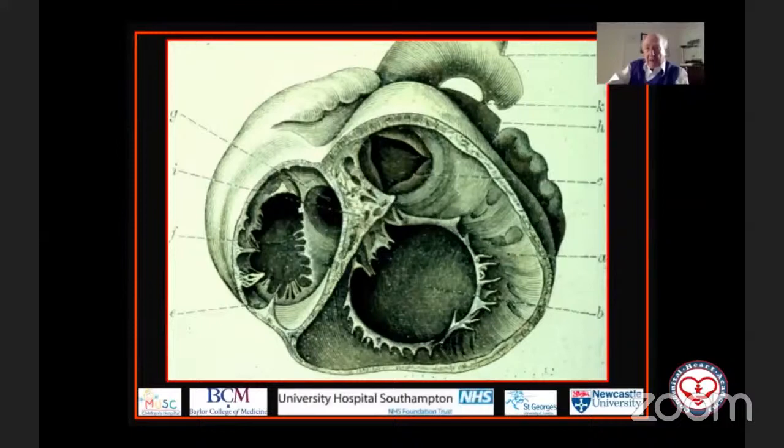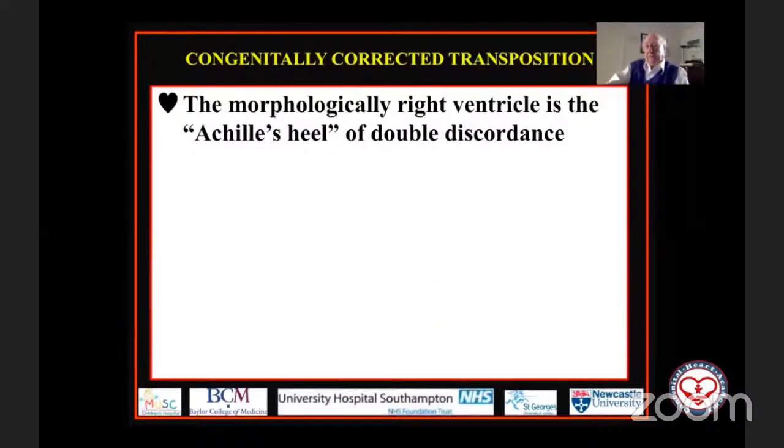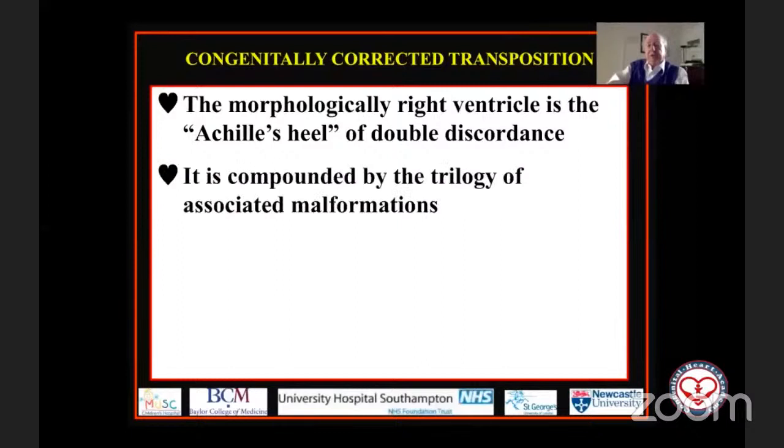But let's go back to von Rokitansky's picture, because look at that morphologically tricuspid valve. It is dilated. And here we have one of the problems that we find in the setting of congenitally corrected transposition. And Diane showed you that in her case with an intact ventricular septum. The Achilles heel of the double discordance is the morphologically right ventricle, and anything adding to the woe of the morphologically right ventricle will mean the situation and the prognosis gets worse.